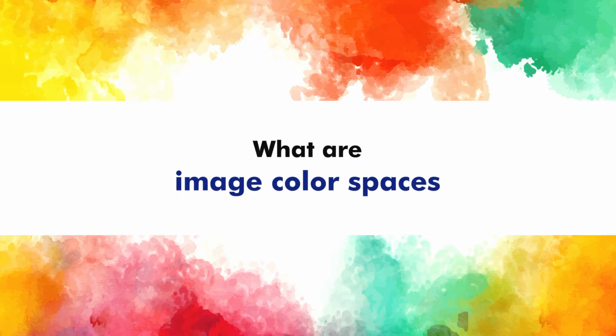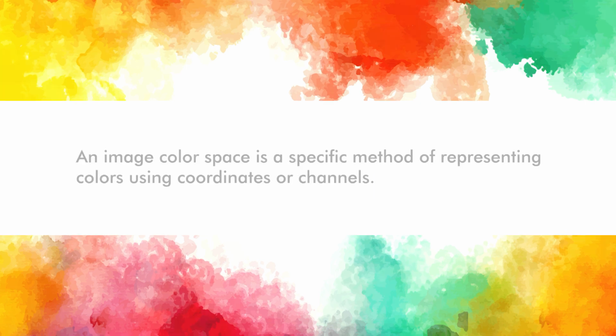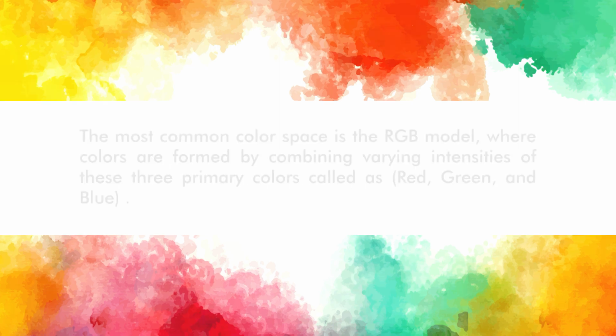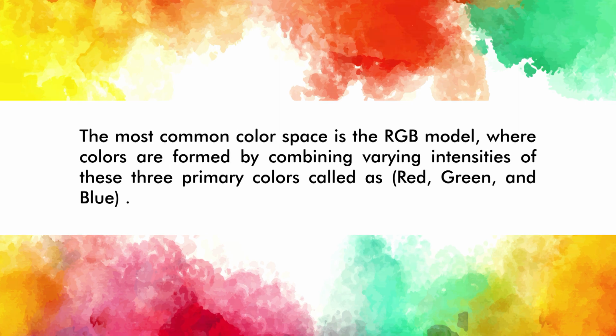What are image color spaces? So, let's discuss what image color spaces are. An image color space is a specific method of representing colors using coordinates or channels. The most common color space is the RGB model, where colors are formed by combining varying intensities of three primary colors called red, green and blue.